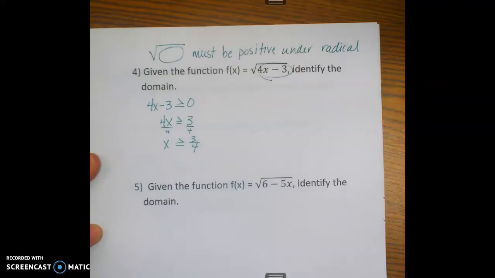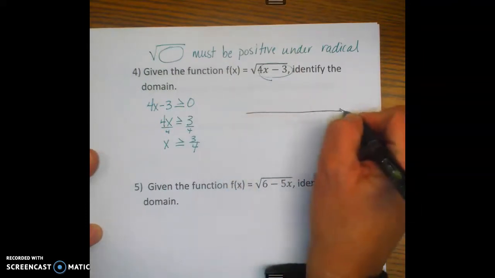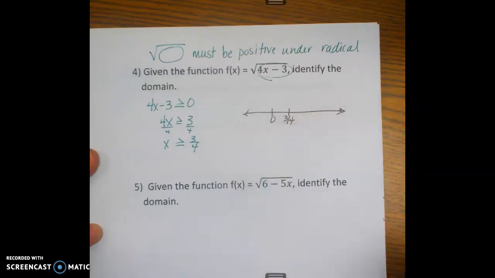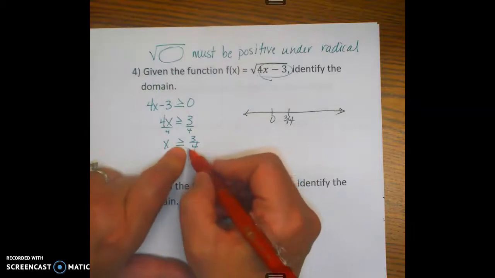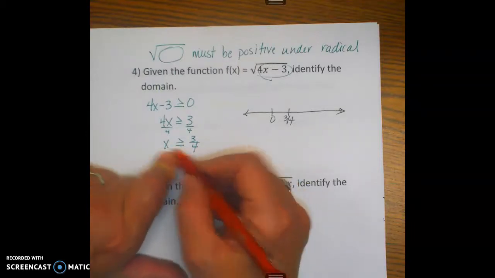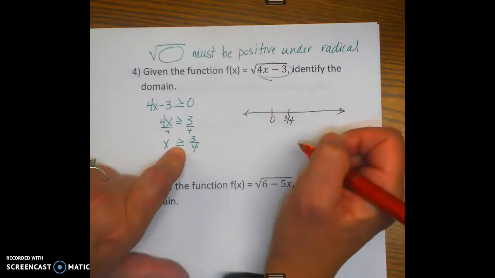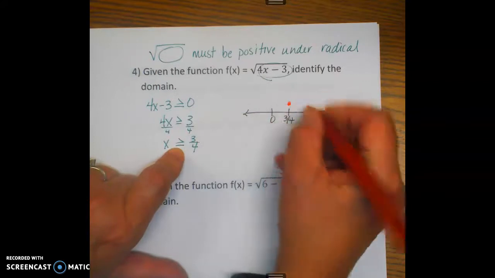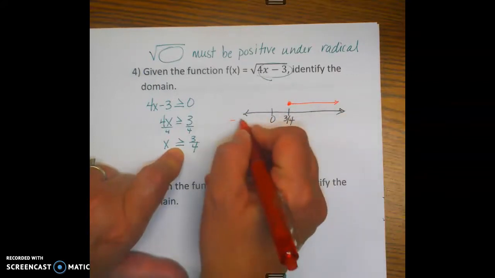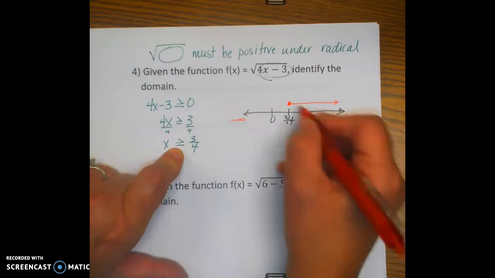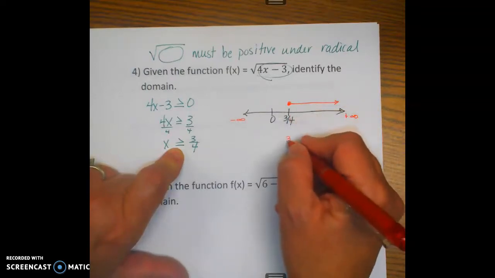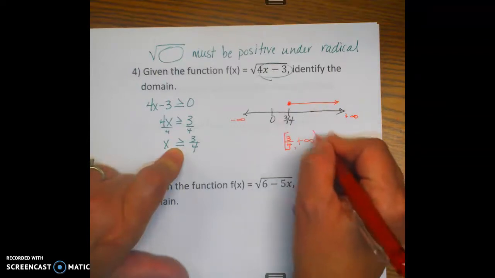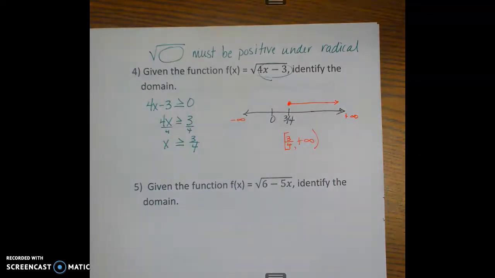So if I do my number line, I have 0, and I have 3/4. I'm going to use this to determine my number line. As long as your letter's on the left, it points to the direction of your number line, and it starts at 3/4. Since I have an equal sign, it's a closed circle going off to the right. This is negative infinity, this is positive infinity. So if I use this to do my domain, it starts at 3/4. It's a bracket because I have a closed circle, and it goes out to positive infinity. Okay, that's my domain for that function.